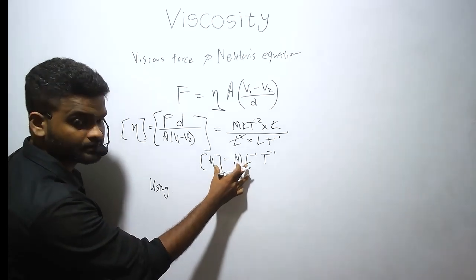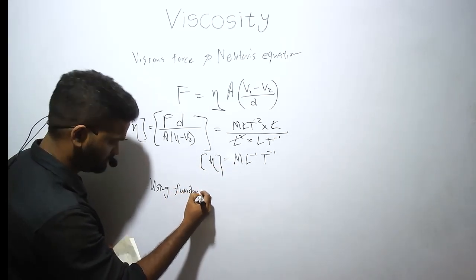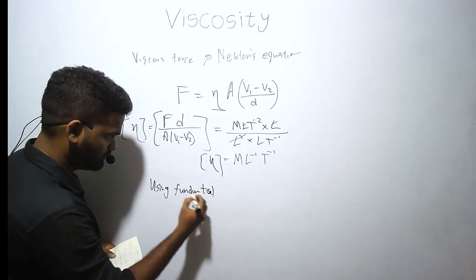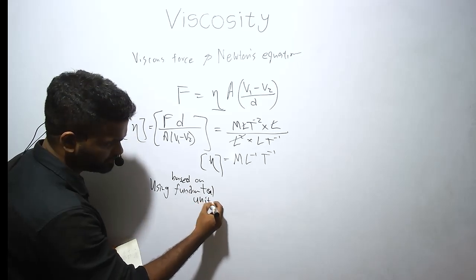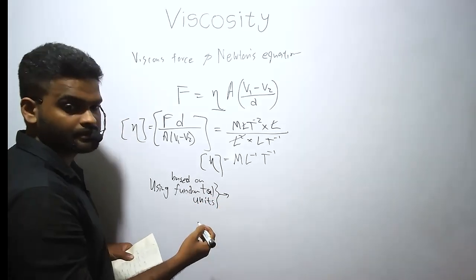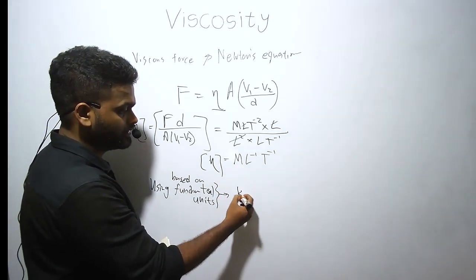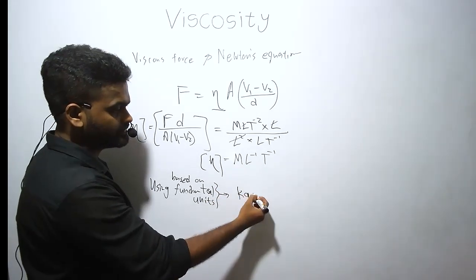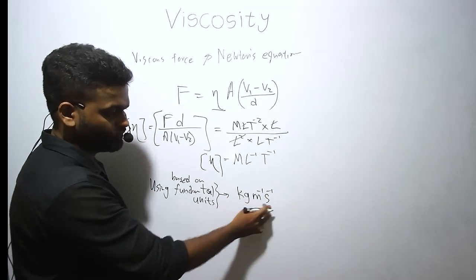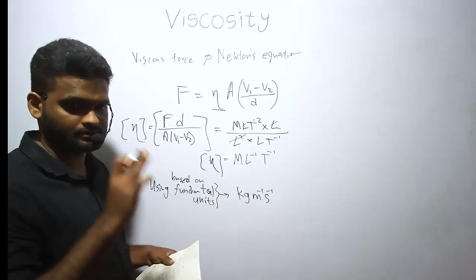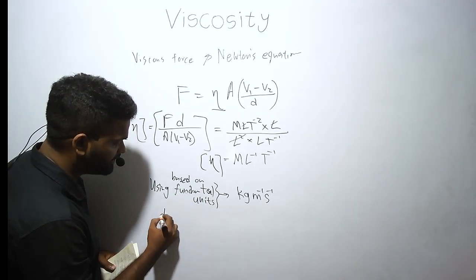Then I'll write units using fundamental units. Based on fundamental units, when you look at the dimensions, this is kilogram, this is per meter, this is per second, right? All these are based on fundamental units. Remember? Fundamental units. Another thing, we can have derivative units.